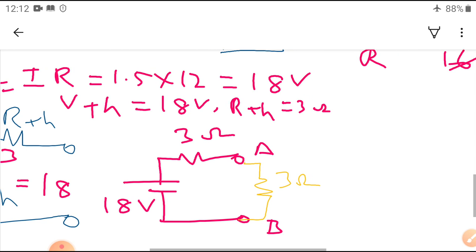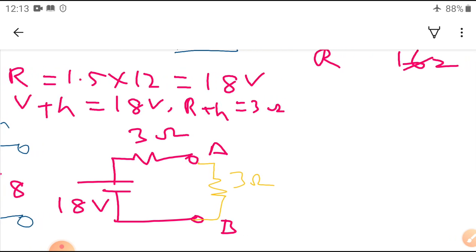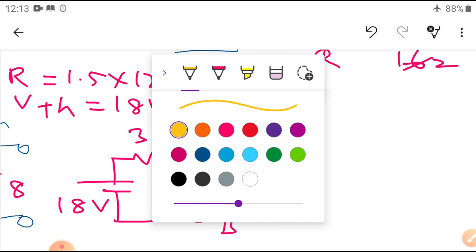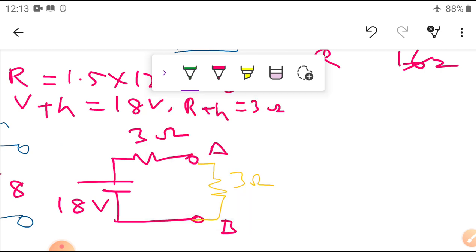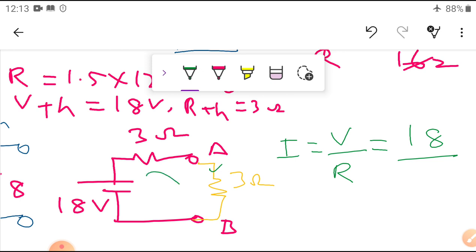Now find what is the current. What are you going to do here? It is a simple series circuit. I want to know the current here. I is equal to V by R. What is the V? 18 volts. What is the R? Both are connected in series, then 3 plus 3 is equal to 6. Six ones are 6, six threes are 18, so I is equal to 3 amperes. That is the required current. What is asked? What is the current through the 3 ohm resistance? 3 amperes, that is the required.